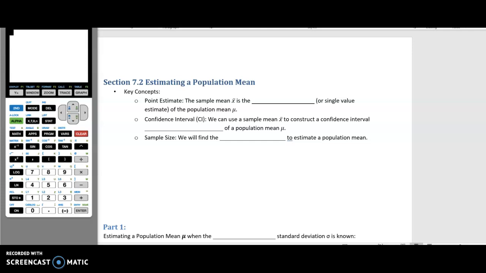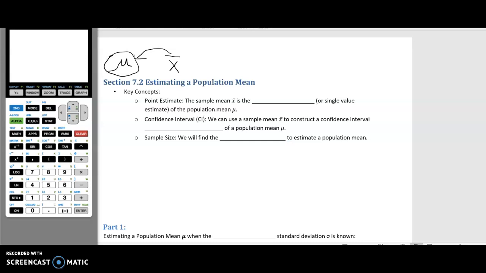So this is the first video dealing with section 7.2, which is estimating a population mean. Remember, the notation for a population mean is mu, right? In many cases, a population mean is something that can be very difficult to calculate, especially when you're dealing with larger populations. So in order to try to estimate the unknown population mean, we're going to go out and grab a sample of people and find the mean from that sample. We call that X bar, the sample mean. And we're going to use the sample mean to try to estimate the population mean, right?